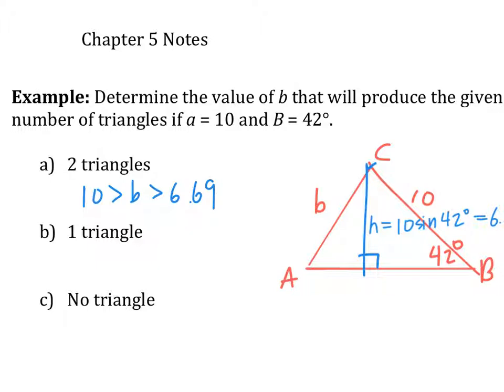How can we create one triangle? B is greater than or equal to 10. If it's equal to 10, it's an isosceles triangle. And B equals 6.69, which is the altitude. How can you create no triangle? B shorter than 6.69. Yes, correct.